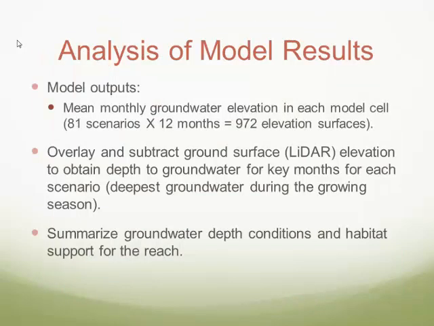And really what we want to get out of that is monthly groundwater elevations, especially during the growing season. So we end up with almost 1,000 groundwater surfaces that we need to get. So it's a lot of work, a lot of GIS work on the back end. Then we can combine the LiDAR topography data and groundwater elevation to get depth to groundwater, and then summarize the depth to groundwater conditions and habitat support.